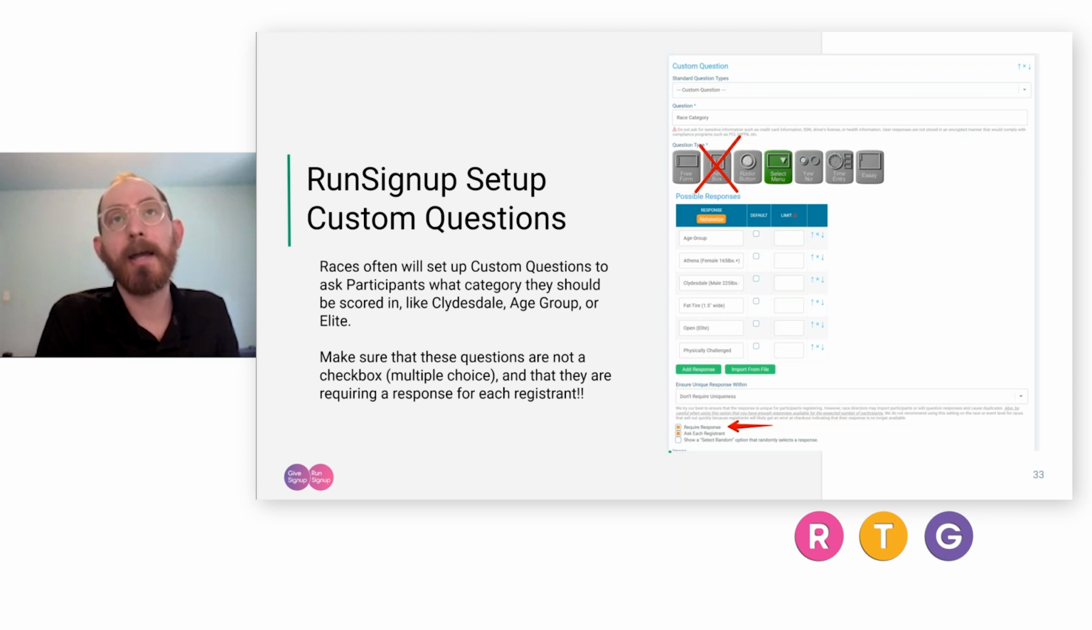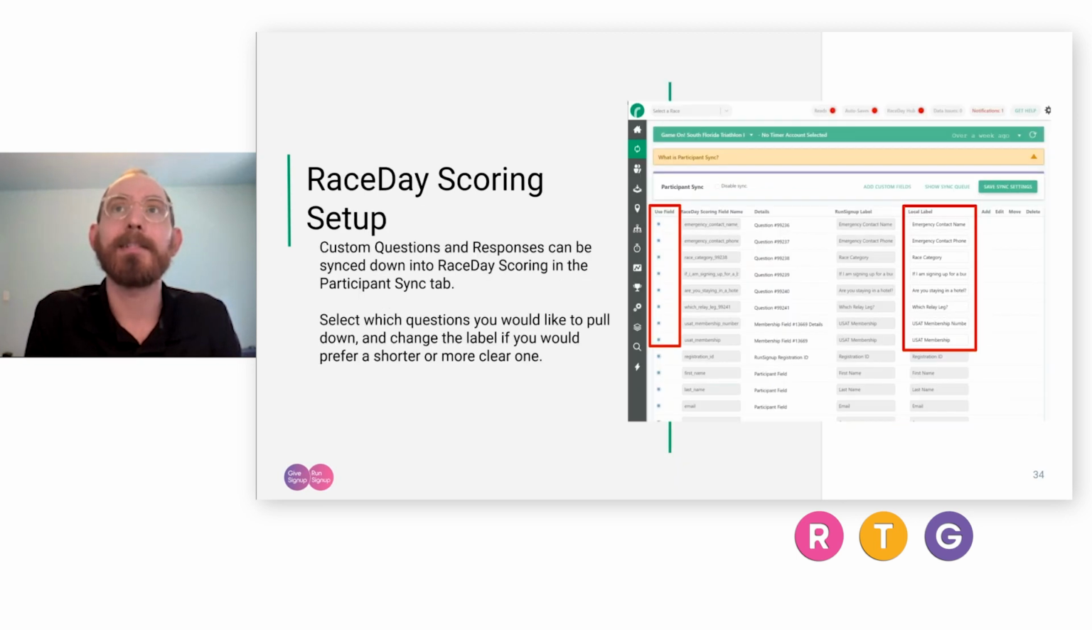So what do you do with that now that you have the data on RunSignup? There's a few questions you have to ask first, but typically what you want to do is make sure you include any data that you want from the sync settings area. It's defaulted everything on. You can uncheck ones you don't want, but you'll see that question show up in RaceDay scoring here.